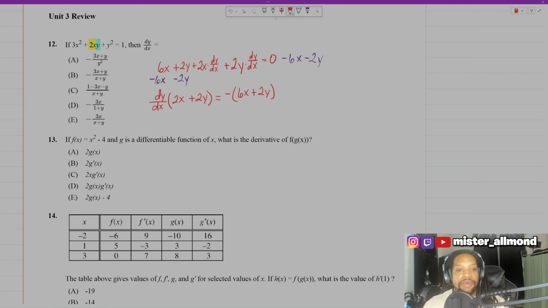All right, so my final answer would be, let's see. It looks like they factored something out. So in my right side, I see that I can factor out a 2. So I wonder if I can do it like this. Because I can factor out a 2 from my denominator as well. So that'll be 3x plus y.